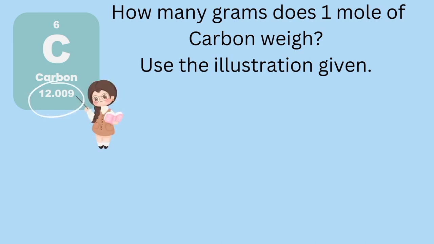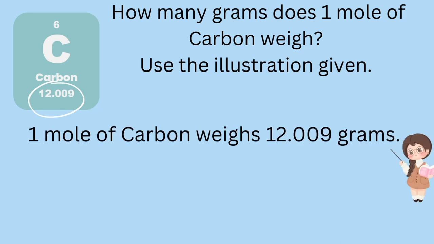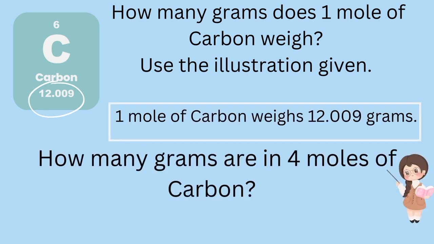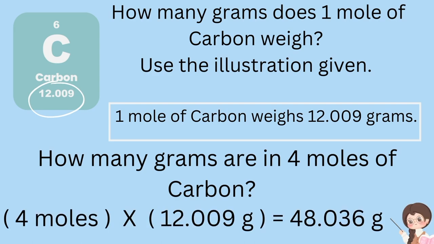12.009 grams, right? 1 mole of carbon weighs 12.009 grams because remember, that little number is grams per mole. So 12.009 grams per 1 mole. And how many grams are in 4 moles of carbon? We simply need to multiply 4 moles by the number of grams of each mole, and we get 48.036 grams.